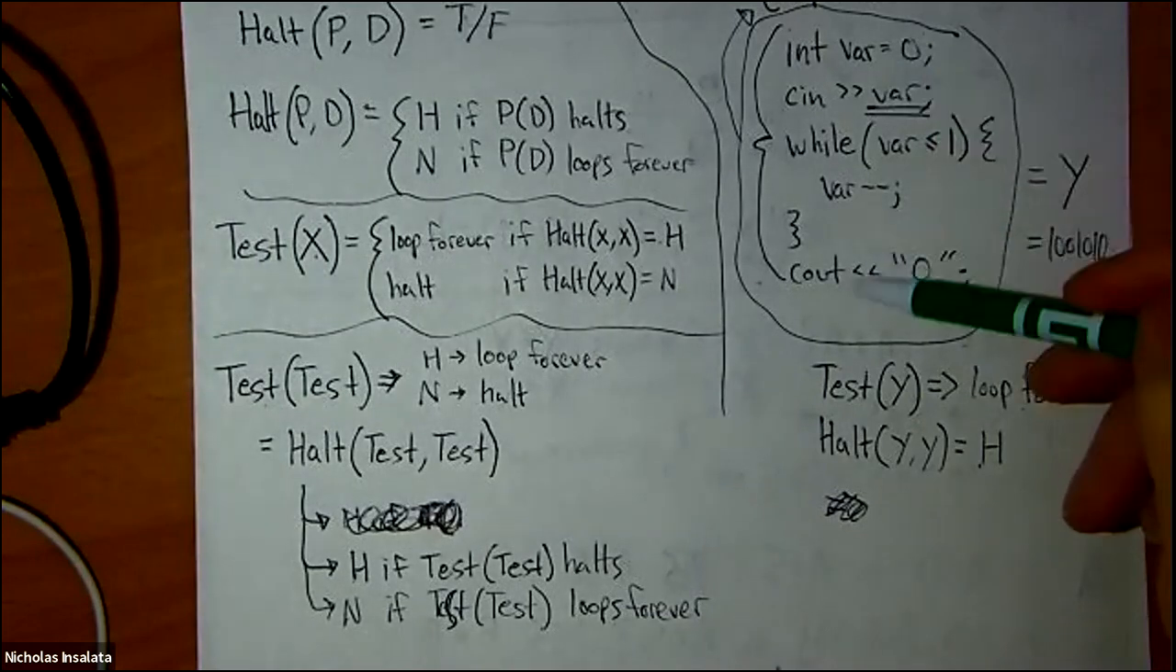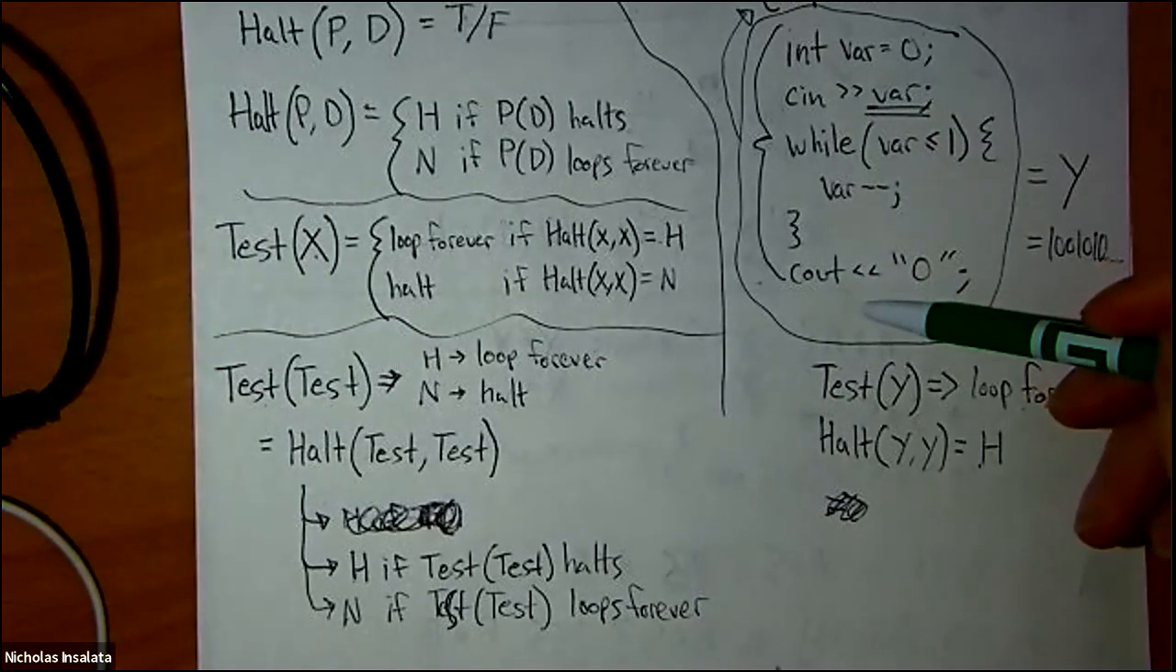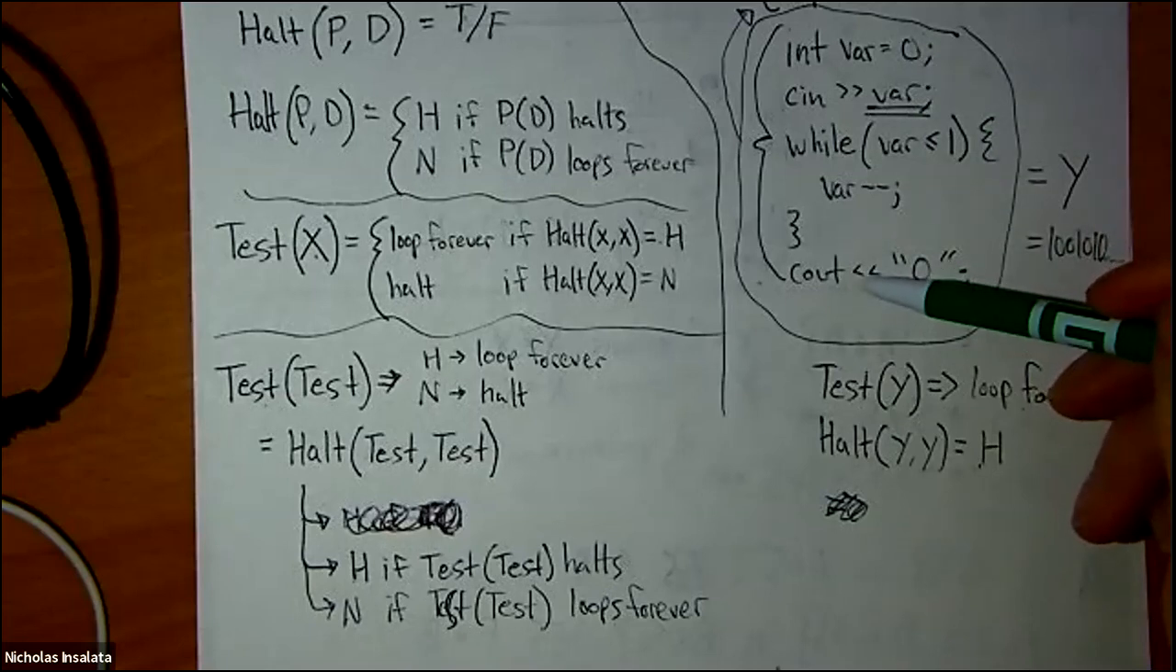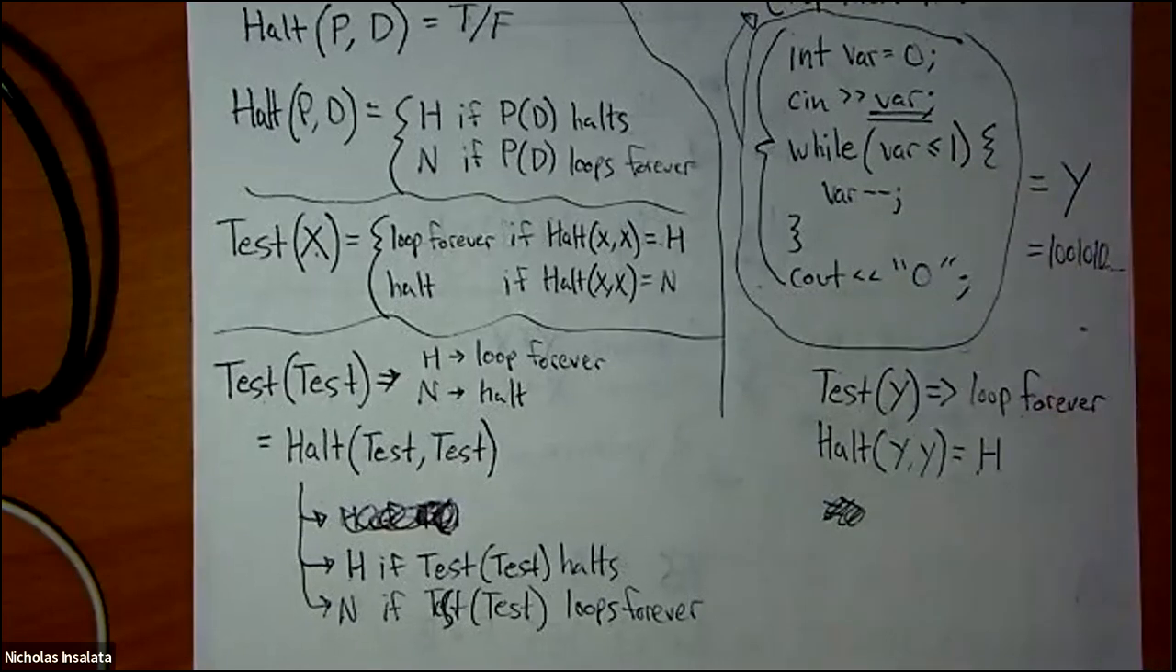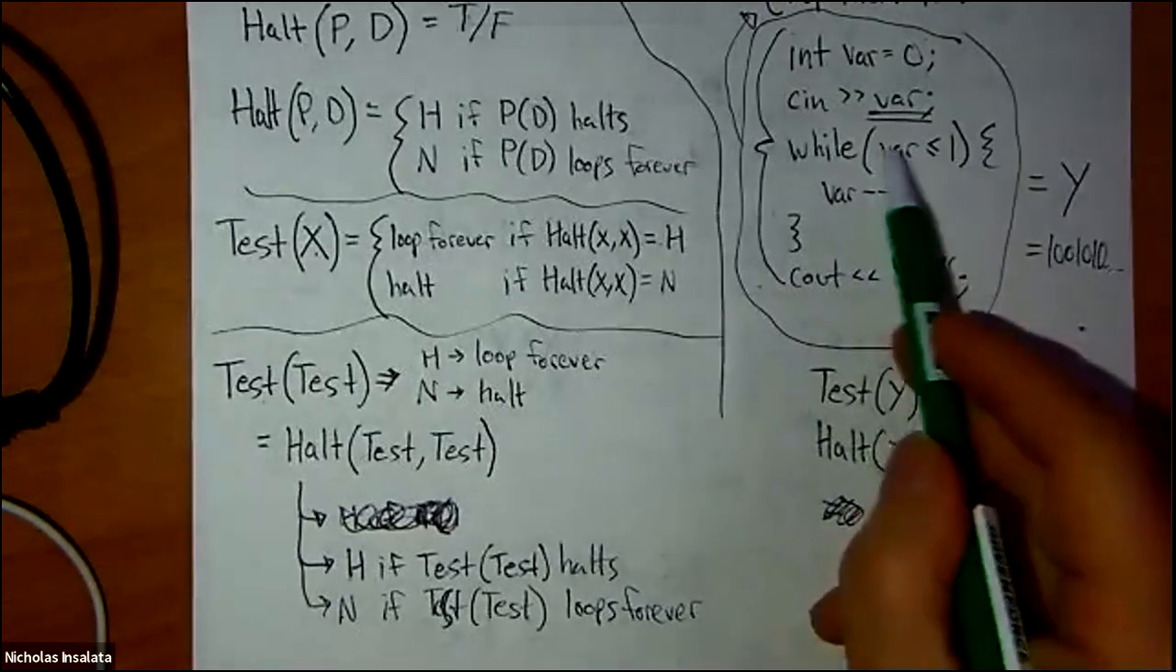Can a computer look and see if this is going to loop forever? Yeah, of course. This program's like 5 lines long. It's not that hard to understand. You could look at it with your eyes and be like, oh yeah, it'll loop forever sometimes, and sometimes it won't. And it'll depend on the value of var.